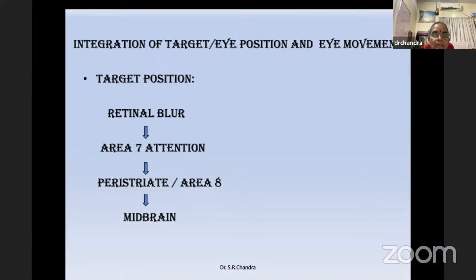So that blur is the stimulus to say that the eye movement has to be corrected to make the object bright. When the image slips on the retina, there is a retinal blur. This blur is carried to area 7, which is an attention area. Then it goes to the peristriate area, area 8. From there, signals are sent to the brainstem for the oculomotor nucleus to bring the object to the fovea. So that is the brief synthesis of the phenomena when an object blurs.